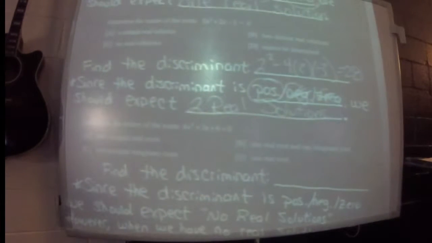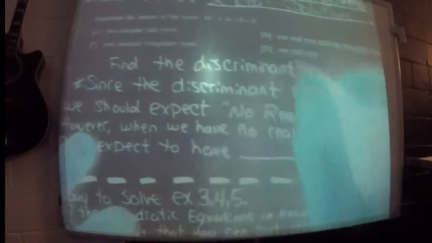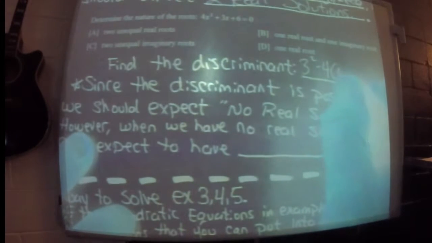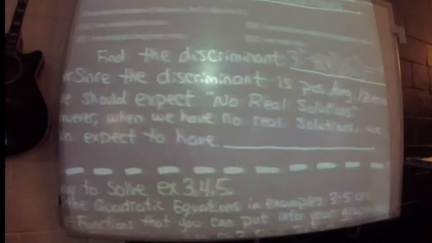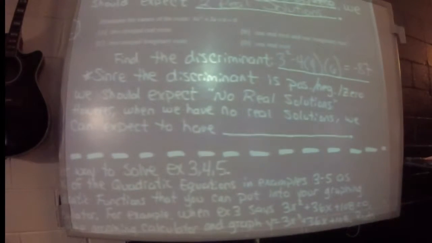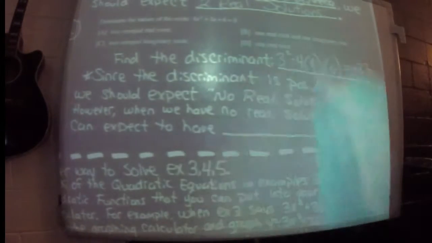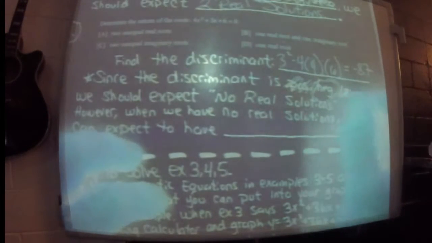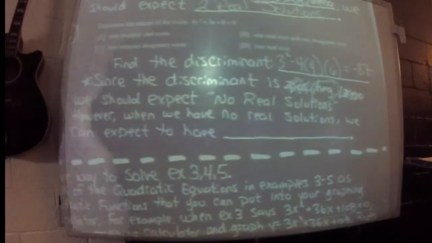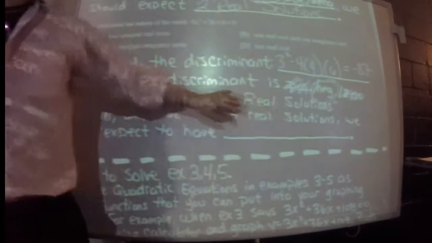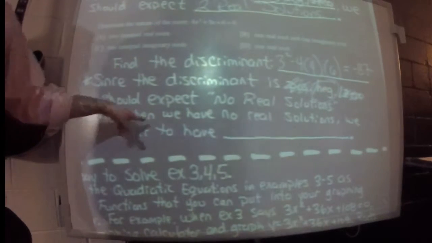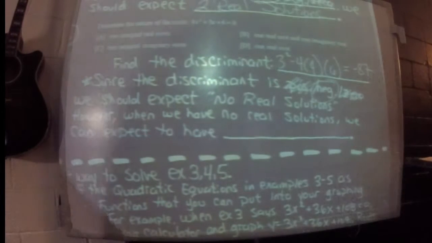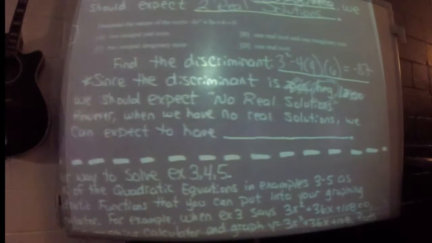And this last one, now let's do it. I'm promising you it's going to come out negative because it's the only one left. Negative 87. Yeah. 3 squared minus 4 times 4 times 6 came out to negative 87. And I've kind of already filled in for you so you can tell, since the discriminant is negative, we should expect no real solutions. However, your brain's got to remember if there's no real solutions, we can expect to actually have 2 imaginary ones.